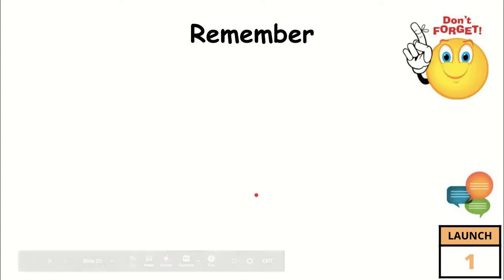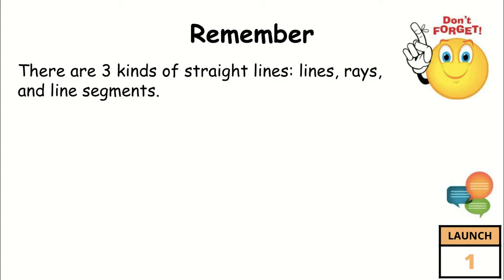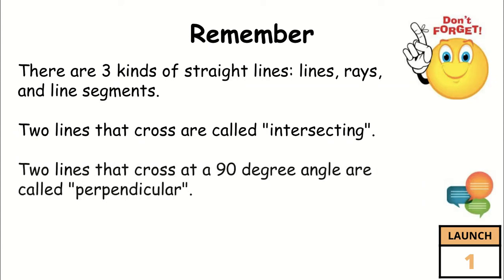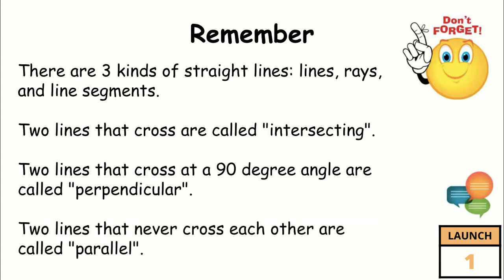So remember, there are three kinds of straight lines. The first one's just called lines, then there are rays, and there are line segments. Two lines that cross are called intersecting. Two lines that cross at a 90-degree angle are called perpendicular. Two lines that never cross each other are called parallel.